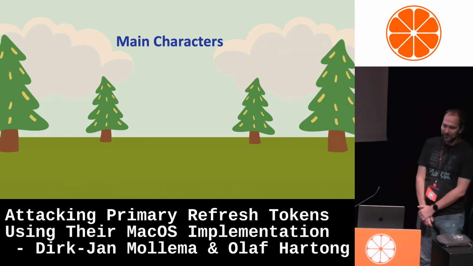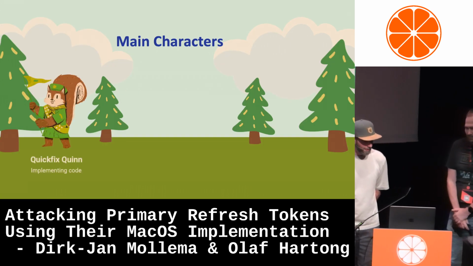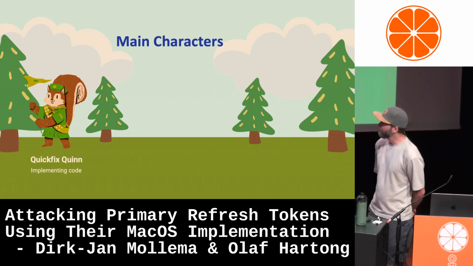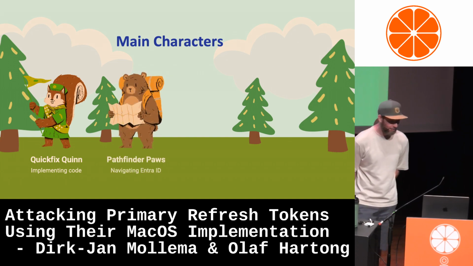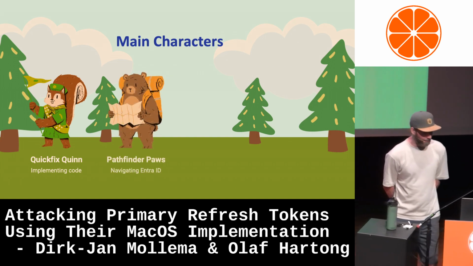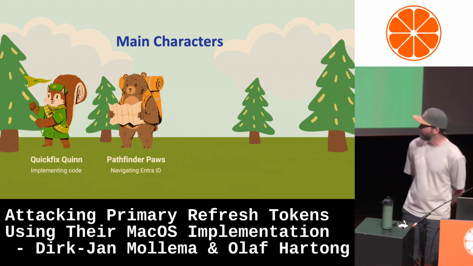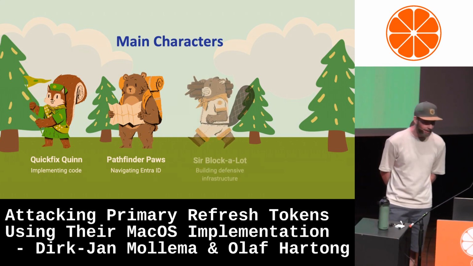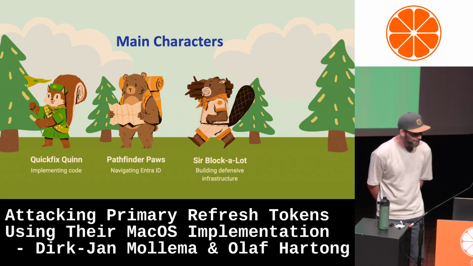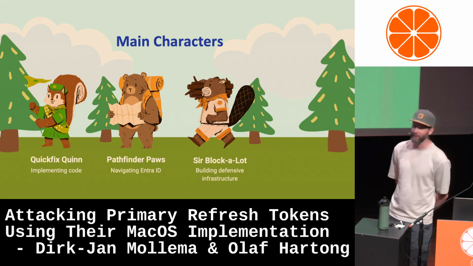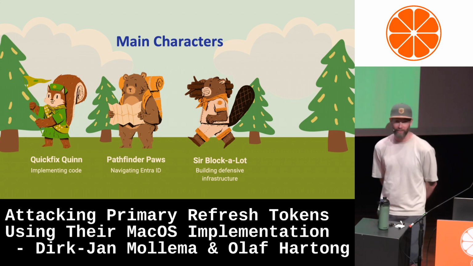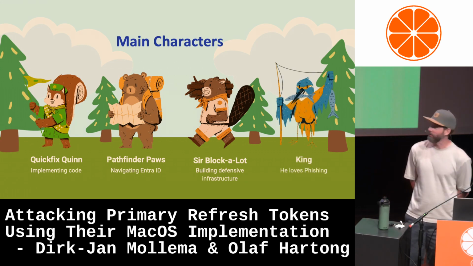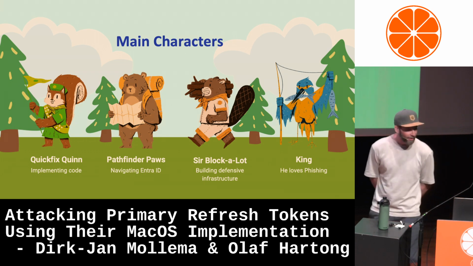Yeah, so of course every story needs some characters, right? So we have our quick fix Quinn, who's implementing code that may be us or that may be Microsoft. That's not that relevant now. Then we have our main character probably, who's the pathfinder that actually wants to navigate Entra ID and find all the nice paths that we can actually utilize. Then we have Sir Block-a-Lot. He wants to build dams because he wants to protect everything or keep stuff from leaking. And then we have our Kingfisher, who actually loves fishing, of course.